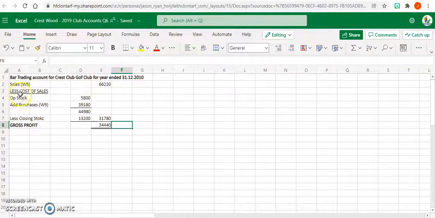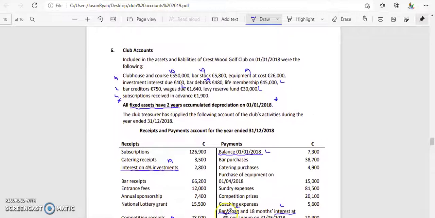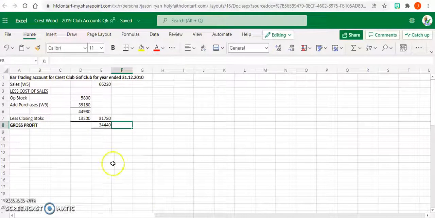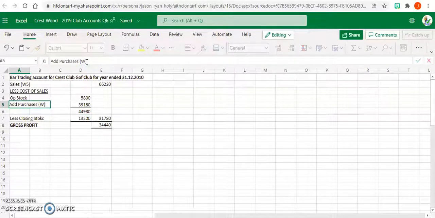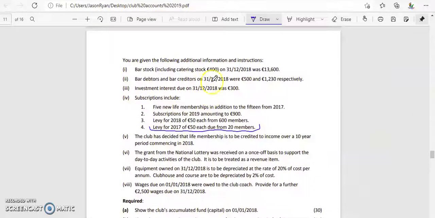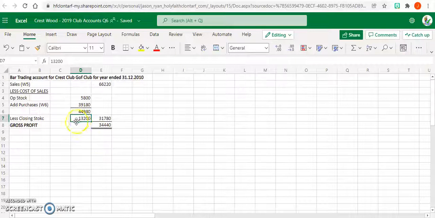And then you're going to have your cost of sales, which is your opening stock taken from the start of the question. You'll have your bar opening stock, which is up here, 5,800. You also have your bar closing stock down here. Remember, there's an extra 400 on that we need to take out. So your purchases then come from working 6. And then you're going to have your closing stock, 13,600. Take away your 400, which will give you 13,200 as your closing stock. So now you can take your figure away from your sales, and that's going to be your gross profit, and that profit is going to go into your income and expenditure account, which is going to be the next part of this question.